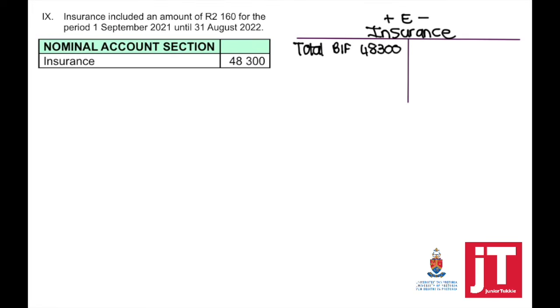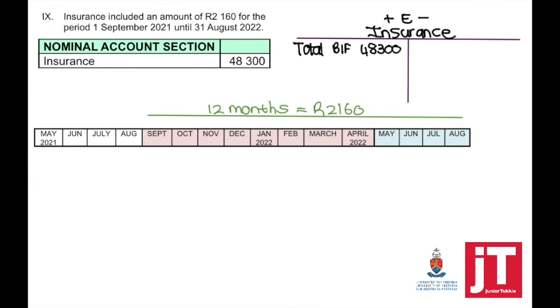Insurance included an amount of 2,160 for the period 1 September 2021 until 31 August 2022. This total from the pre-adjustment trial balance, 2,160, is included in that total, which was paid for a period of 12 months. We only care about what falls outside of our accounting period. Whatever falls outside of our accounting period must be taken out. This means 8 months should be included, 4 months should be excluded.